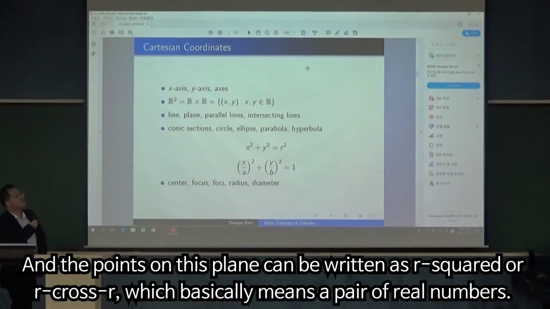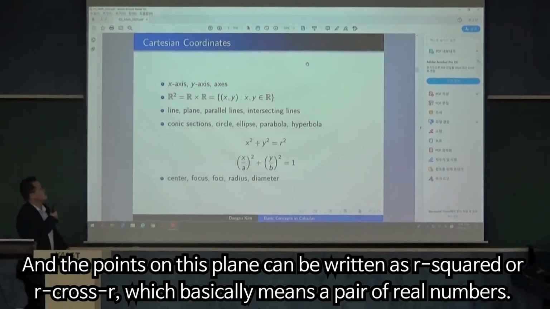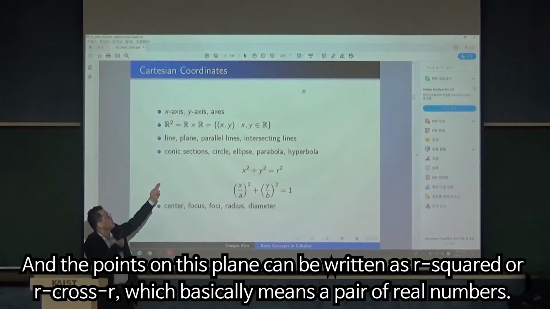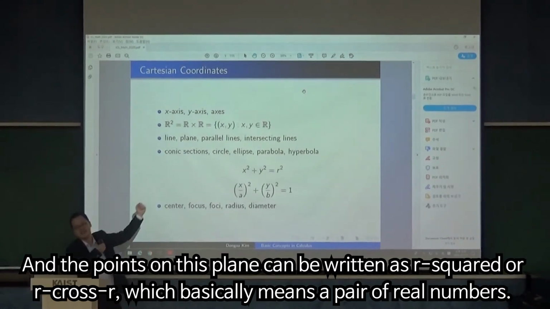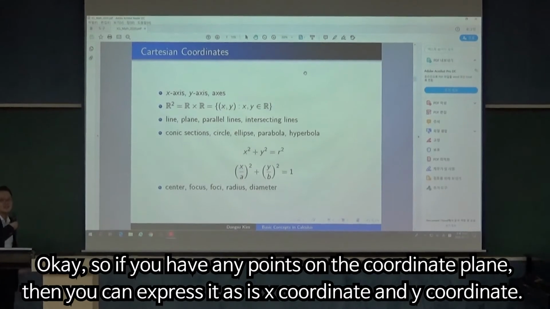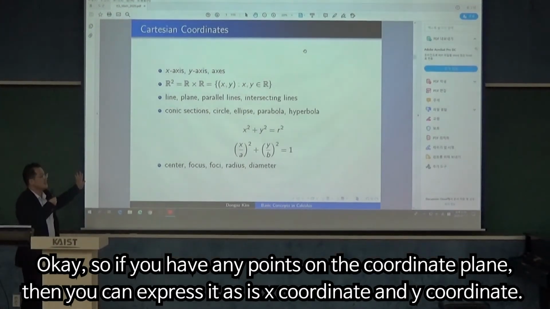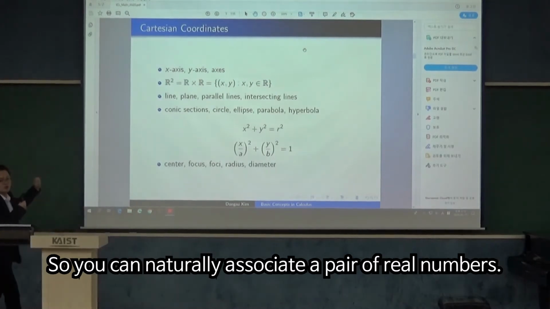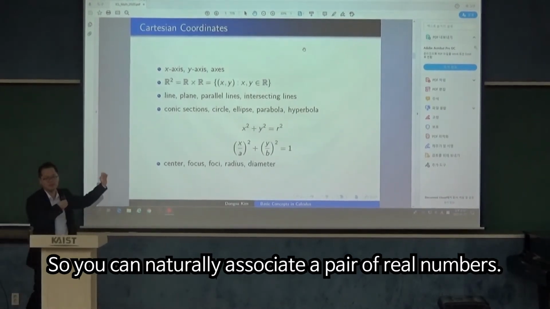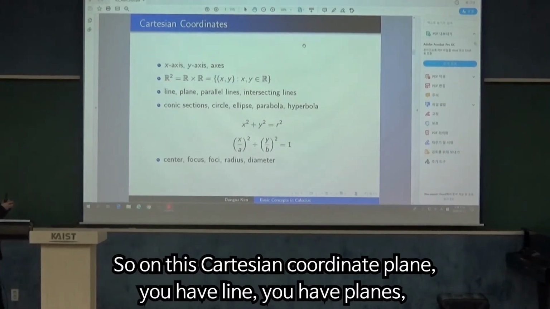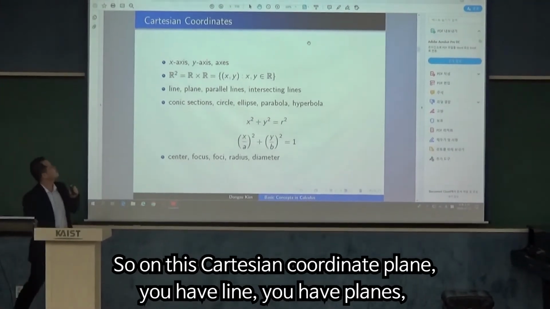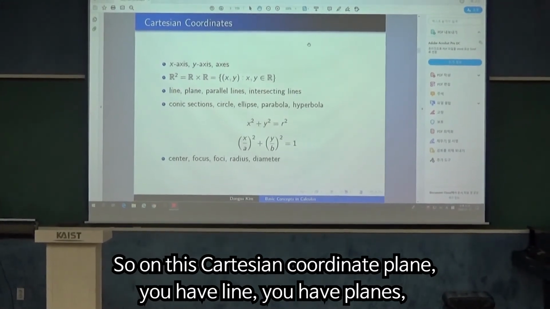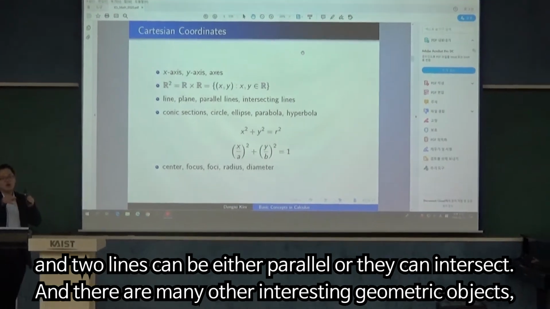And the points on this plane can be written as R squared or R cross R, which basically means a pair of real numbers. Okay? So if you have any points on this coordinate plane, then you can express it as its x coordinate and y coordinate. So you can naturally associate a pair of real numbers. Okay? So on this Cartesian coordinate plane, you have lines, you have planes, and two lines can be either parallel or they can intersect.